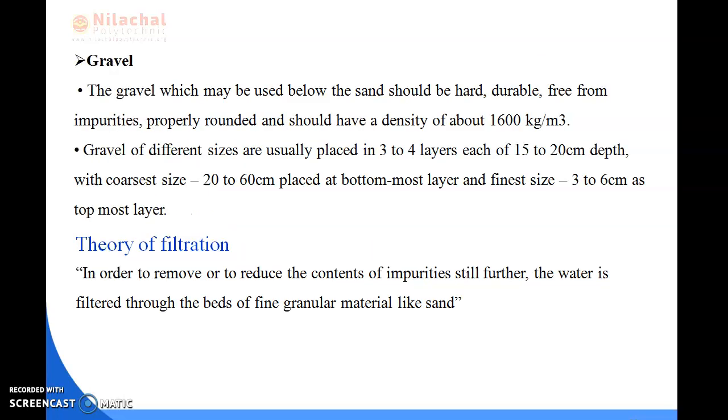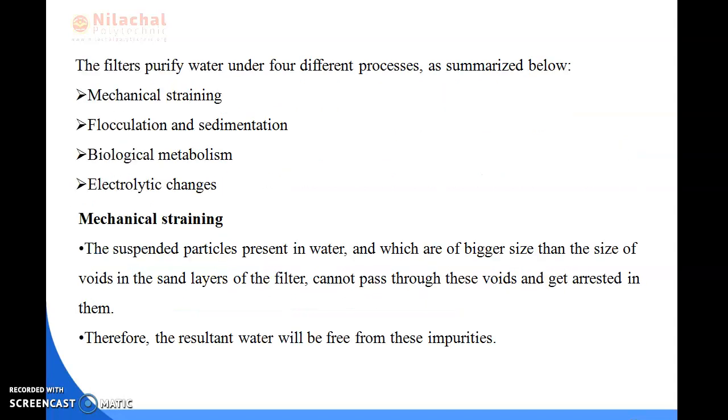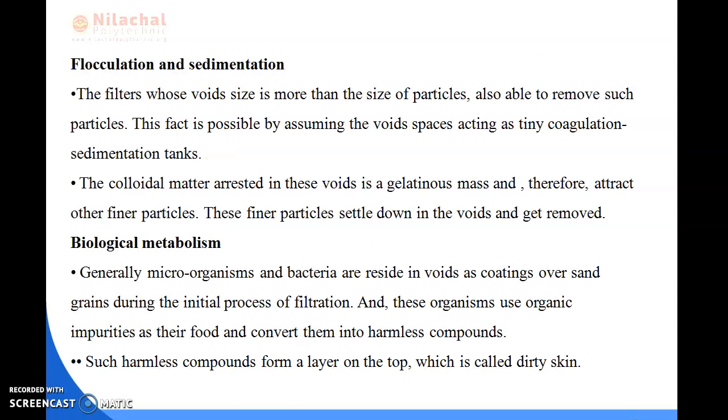As all of us know, sedimentation and screening are two water treatment processes. This process helps to remove the large number of suspended particles, inorganic matter, and organic matter, and the remaining particles can be removed by the filtration method. I have already discussed the four different processes, that is mechanical straining, flocculation and sedimentation, biological metabolism and electrolytic changes, in the previous slide.